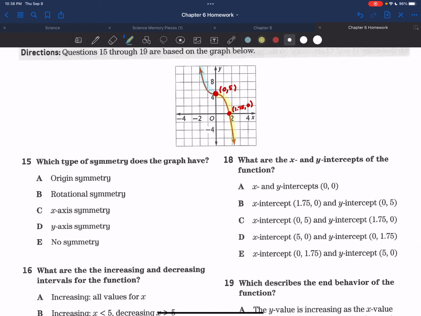Is the x-axis the mirror? No. Is the y-axis the mirror? No. It has no symmetry. There's no way that you can put a mirror in there and get a top and bottom or left-right mirror image.